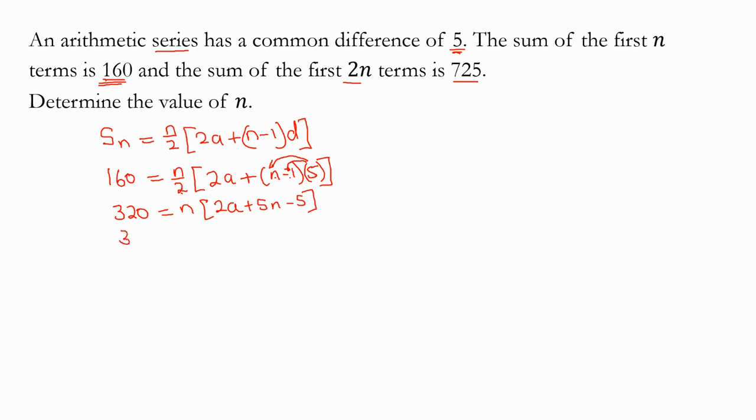So it's going to be 320 is equal to 2an. See, we're distributing that. And then also there, plus 5n squared, and then minus 5n. Right. And then we call this one our equation number 1. Okay, you can write it down so that when we go to the next part, you won't forget. You can pause the video here and write this equation down. Okay, let's go to the next part.